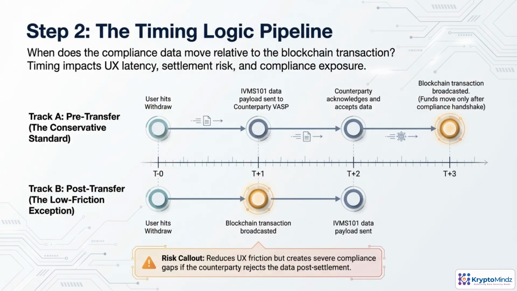The next key design choice is timing. Do you send travel rule data before the blockchain transfer or after it? In the conservative model, NovaX only broadcasts the on-chain transaction once the counterparty VASP has received and accepted the IVMS101 data. That slows the user experience slightly, but it keeps settlement and compliance aligned. The low-friction approach lets funds move first and pushes compliance data later. That feels smoother for users, but it can leave NovaX exposed if the counterparty ultimately rejects the transfer.